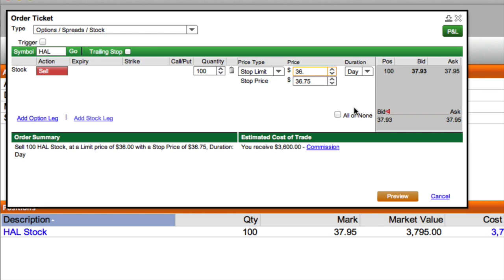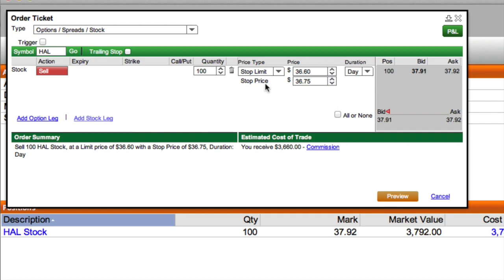So maybe we want to make it a little bit lower. We say, hey, if I get down to $36.75, then sell it for at least $36.60. You know, if it's $36.55 or whatever, we don't sell it yet. But, you know, that's the danger. It's selling off in a sell-off, so oftentimes you may not get filled here.